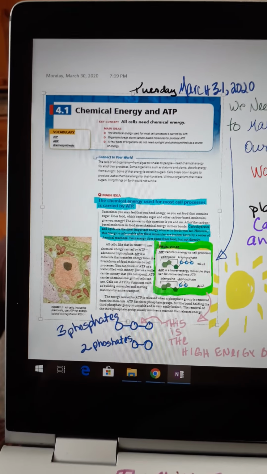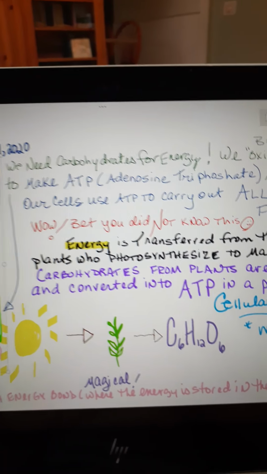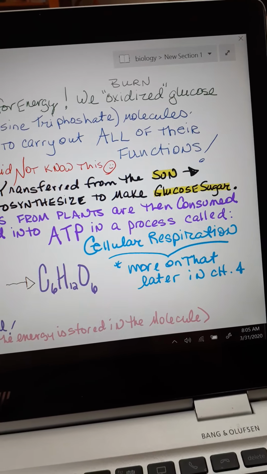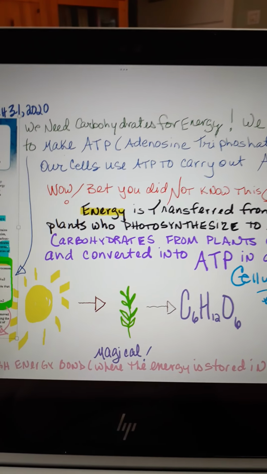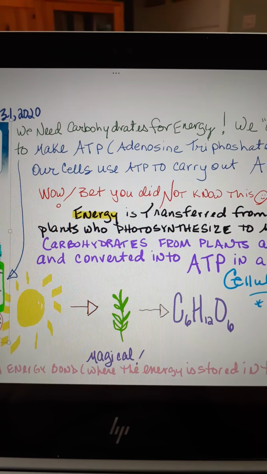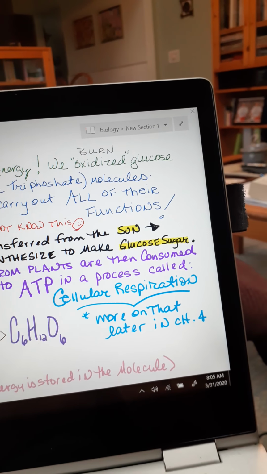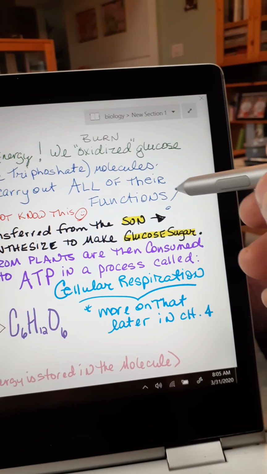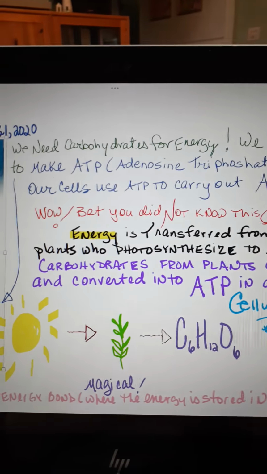Chemical energy and ATP. We need carbohydrates for energy. We oxidize or burn glucose to make ATP, adenosine triphosphate molecules. Our cells use ATP to carry out all of their functions! Wow, bet you did not know this.